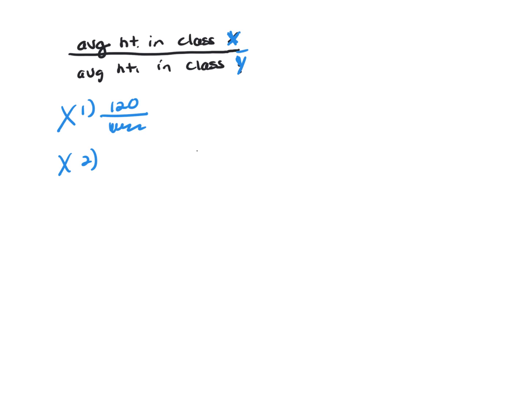And when you put those together, that's not going to work either, because from clue 1 we know that the average height in class X is 120. But clue 2 is still not going to help you because we just don't have a breakdown. So nothing works. Answer is E.